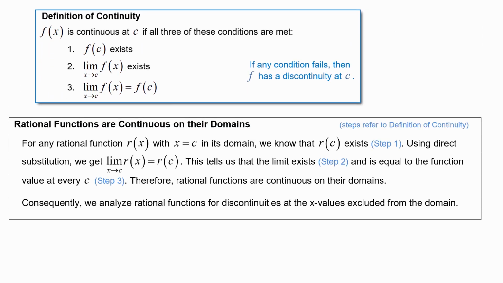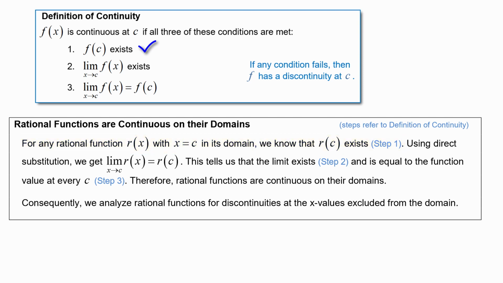Next, we explain why rational functions are continuous on their domains. For any rational function r of x with x equals c in its domain, so we have to be working on the domain of our rational function, we know that r of c exists, because as long as you pick an x in the domain, we can plug that in and get a y value. So this satisfies step 1 of the definition of continuity.